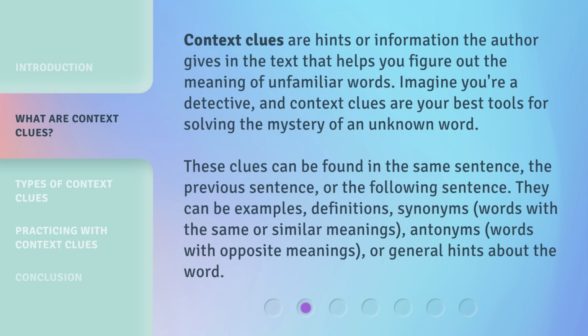Context clues are hints or information the author gives in the text that helps you figure out the meaning of unfamiliar words. Imagine you're a detective, and context clues are your best tools for solving the mystery of an unknown word. These clues can be found in the same sentence, the previous sentence, or the following sentence. They can be examples, definitions, synonyms, words with the same or similar meanings, antonyms, words with opposite meanings, or general hints about the word.